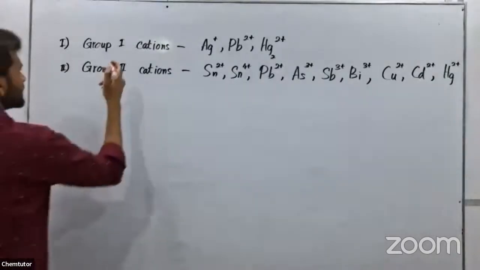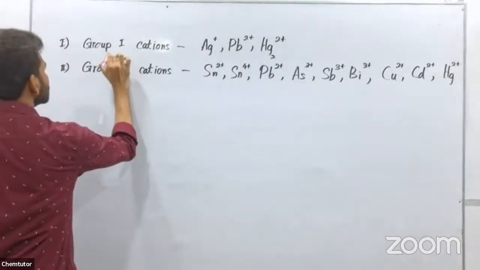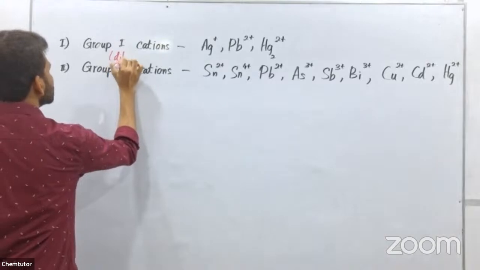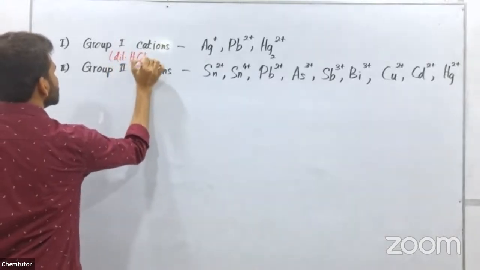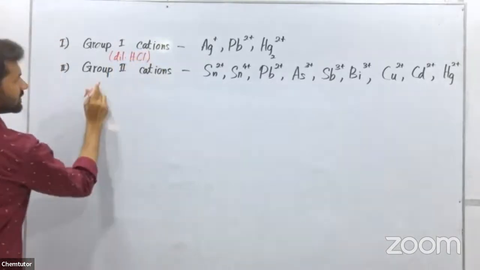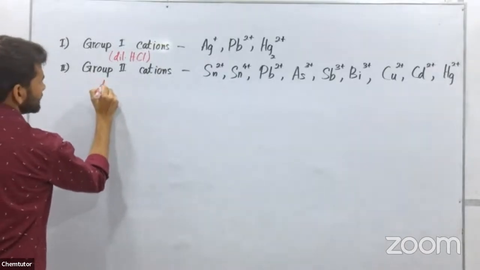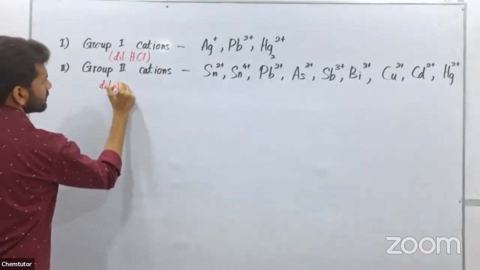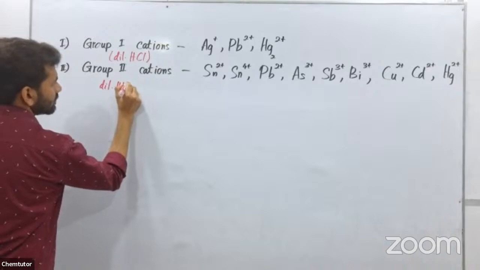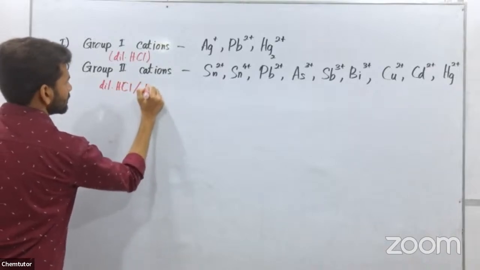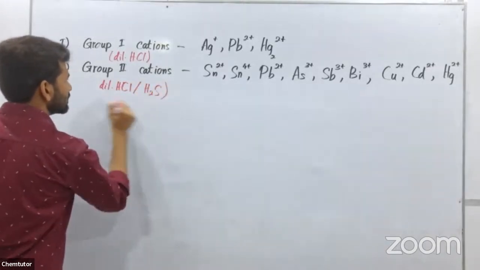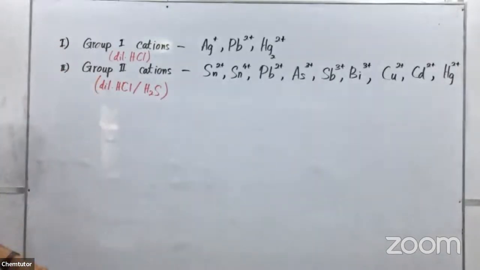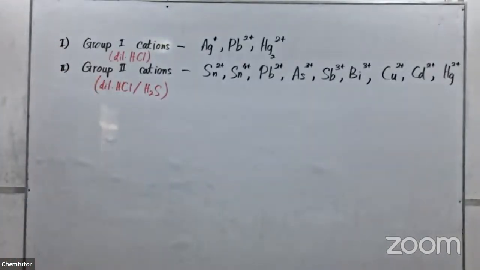I'll write the reagent. Dilute hydrochloric acid. So, the group 2 cations, this is the reagent: H2S dissolved in dilute hydrochloric acid.